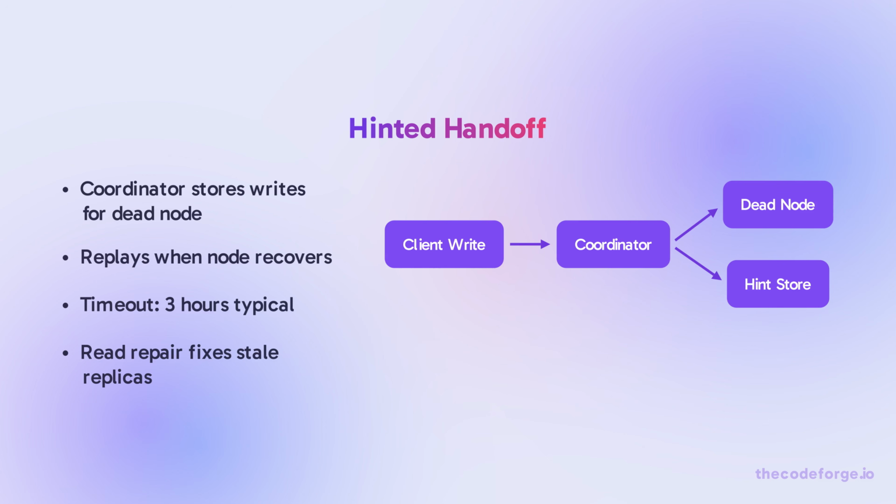When a node is unreachable, the coordinator temporarily stores the write as a hint. When the node comes back, the hint is replayed. This prevents data loss during transient failures, but if the coordinator fails before replaying, the hint is lost. That's where read repair comes in.